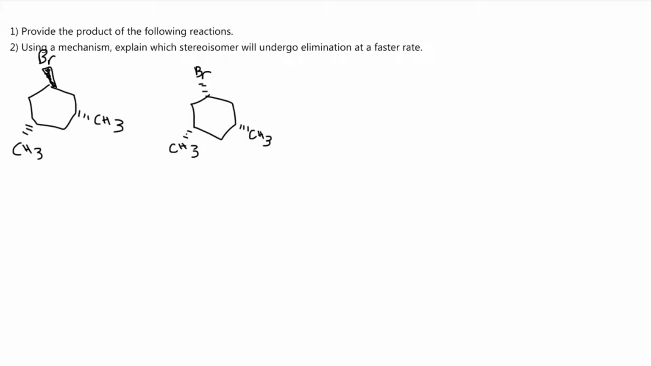We have to use a mechanism to explain which stereoisomer will undergo elimination at a faster rate. Well, we know that hydrogen abstraction needs to take place in order to form an alkene, and the hydrogen can really be extracted only from this carbon or from this carbon in order to kick off this bromine here. The same with this molecule, the hydrogen needs to be abstracted from these 2 carbons in order to kick off the bromine. So what we need to do is figure out the actual conformation of this molecule and see if it's ideal for that hydrogen abstraction to take place. So in order to do that, we're going to have to draw the chair conformation. So I'm just going to simply go ahead and start drawing a chair conformation of a cyclohexane.